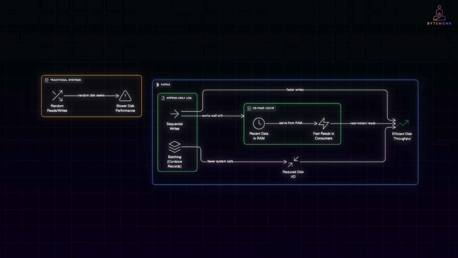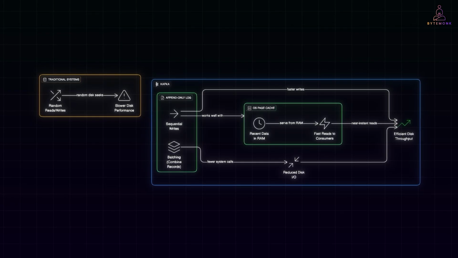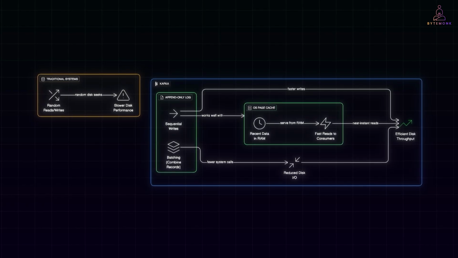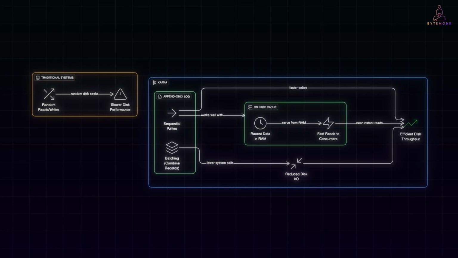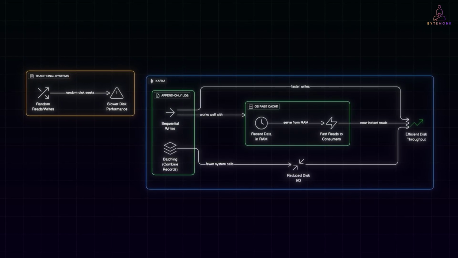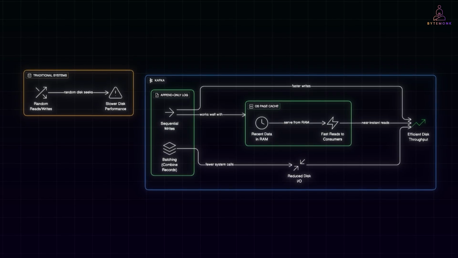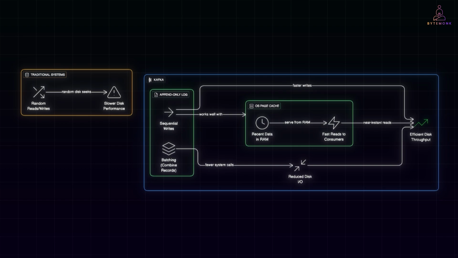So when Kafka writes to disk, the operating system automatically keeps the most recent data in memory. So when consumers read those same messages, Kafka can serve them directly from RAM, without touching the disk again. And that's why most reads feel almost instantaneous. Kafka also batches data internally, combining multiple small records into a single larger write. That reduces disk I/O, minimizes system calls, and makes every write operation count.